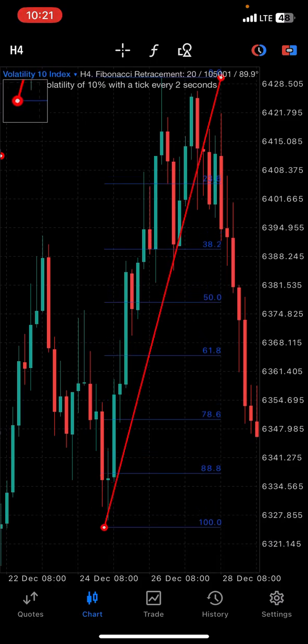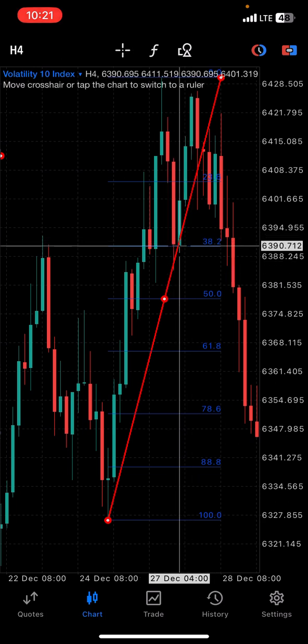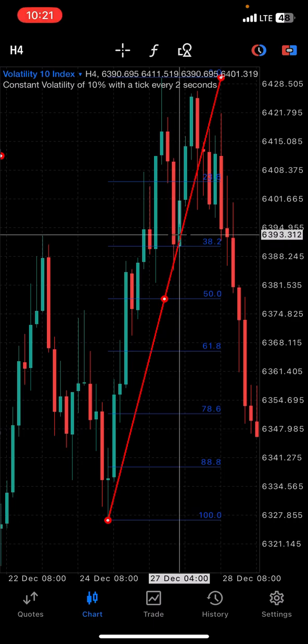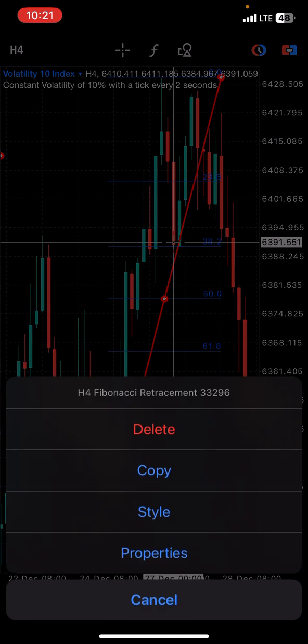All right, good. So you can obviously see that this one was very good because it touched the 38.2 Fibonacci, right? So I've got the middle correct, which is this neckline. The neckline looks very good. So I'm going to delete this one again.